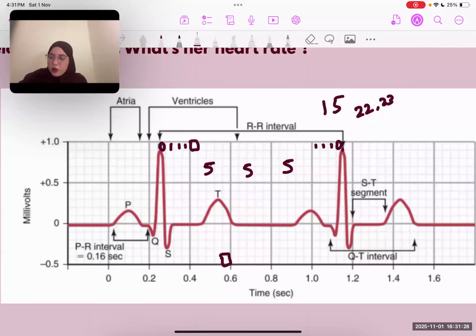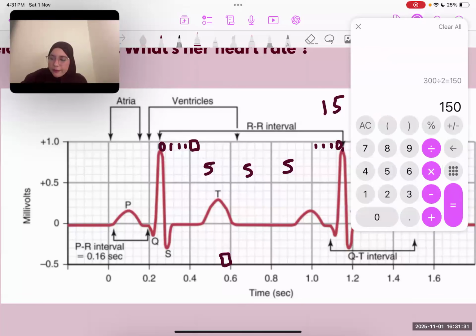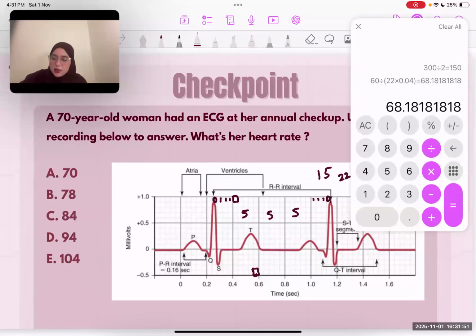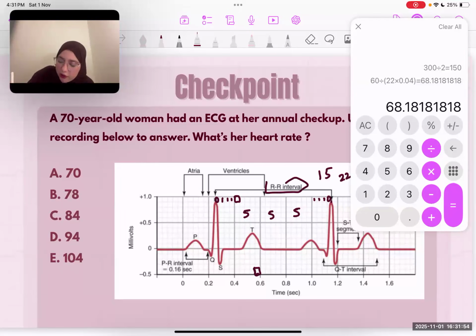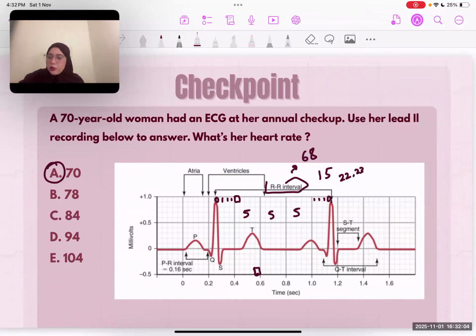We're going to go to our calculator and we have 60. 60 is always going to be used because we're calculating beats per minute. We're going to use 60, and we're going to divide it by how many did we say? Let's say 22. And we said each small box is equal to 0.04. So 60 divided by 22 times 0.04 will give you 68. So our heart rate, calculated from the R interval, is 68. Which value is the closest to 68? 70. You could, I think, go with 23 and it would give you this exact value.